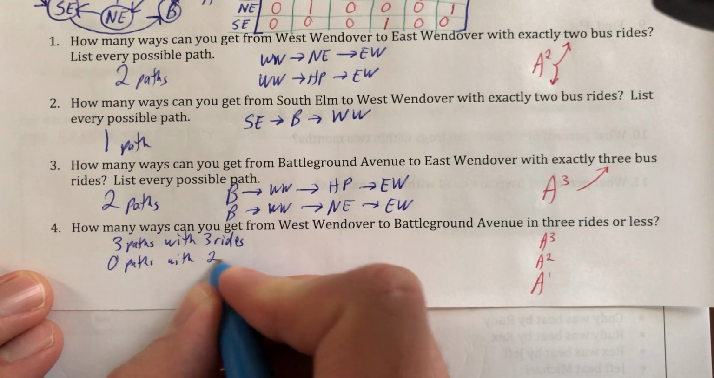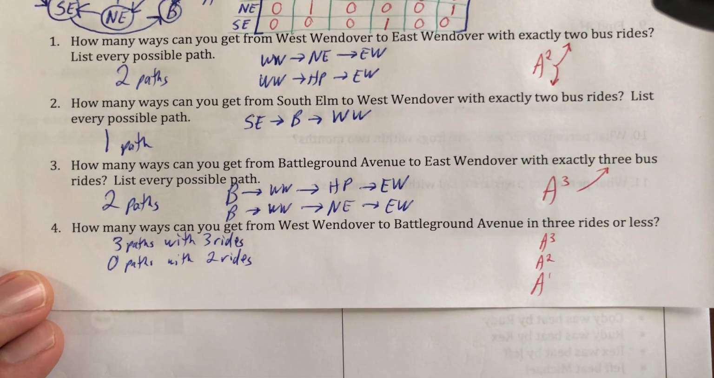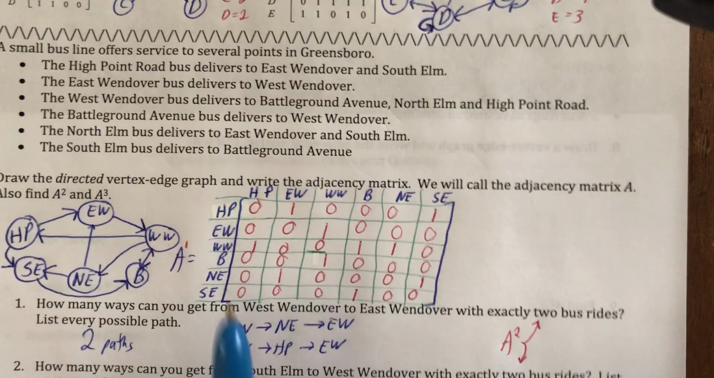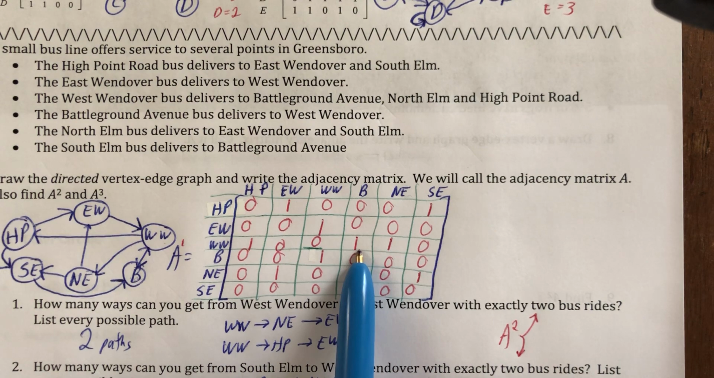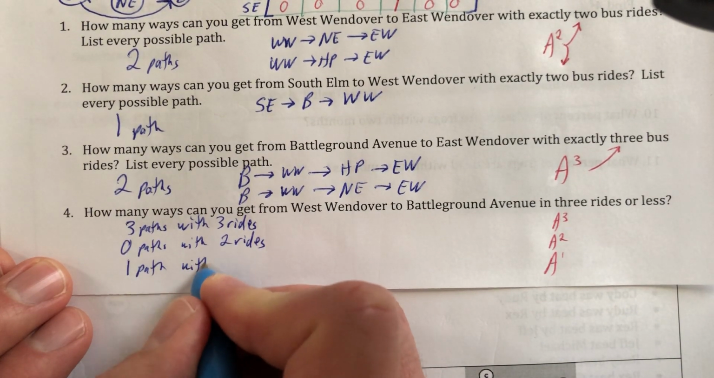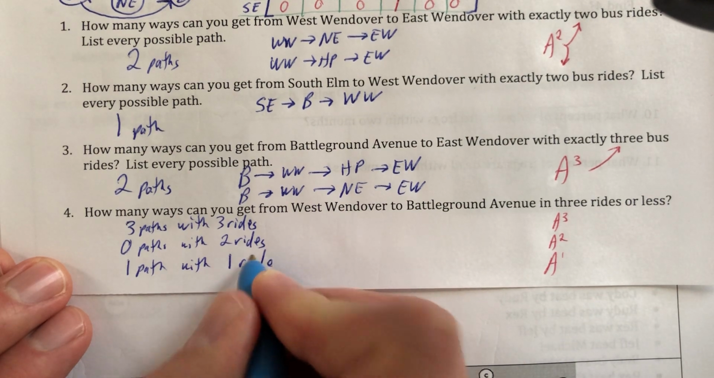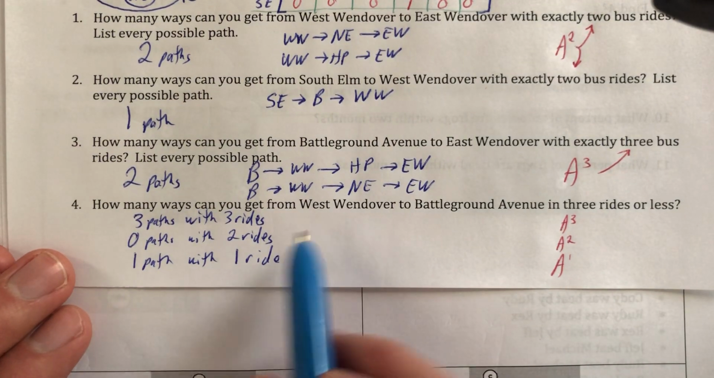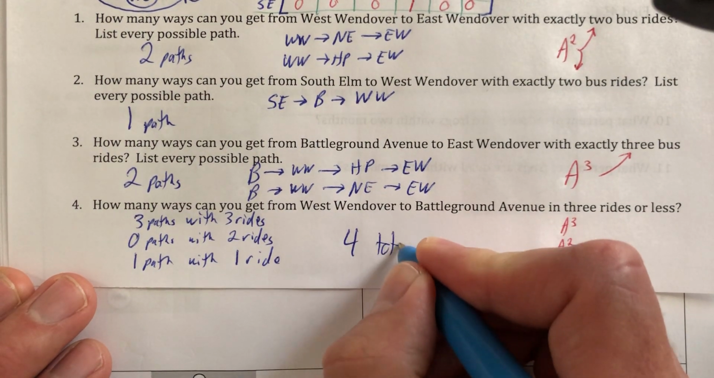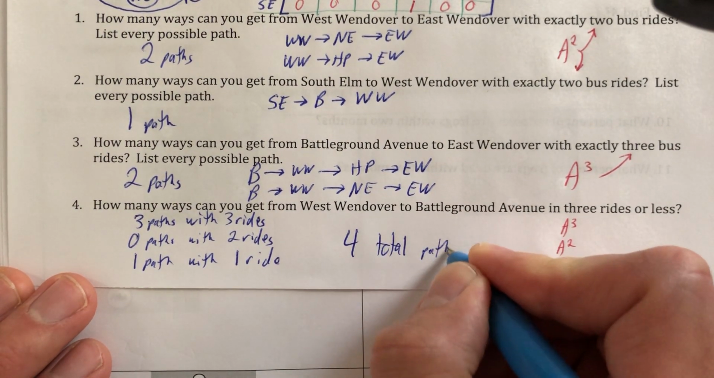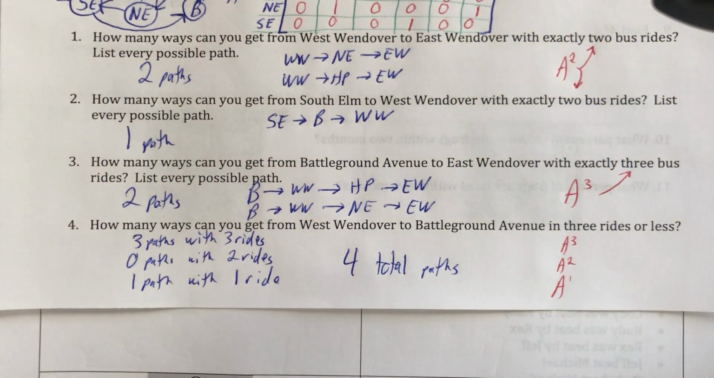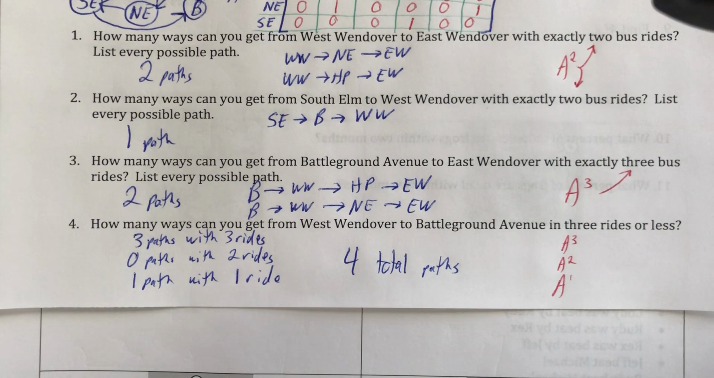So there are 0 paths with 2 rides. And now we look at A to the first power, going from West Wendover to Battleground. West Wendover to Battleground has 1 path. So 1 path with 1 ride. 1 bus ride. But then it said how many ways, like total, it's implied. So there are 4 total paths. We are not going to list them. There we go. Vertex edge graphs and adjacency matrices in a nutshell.